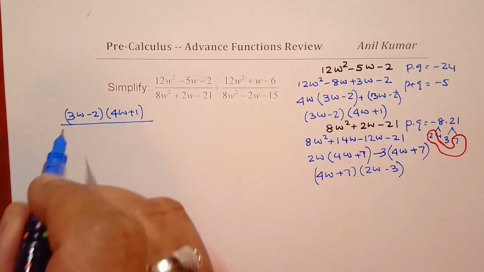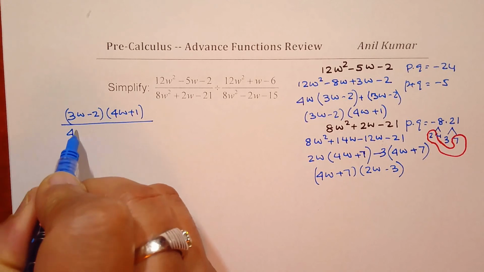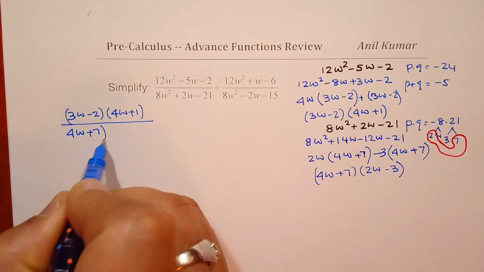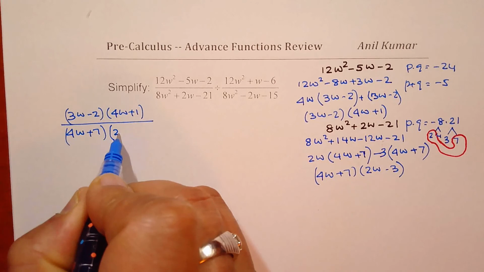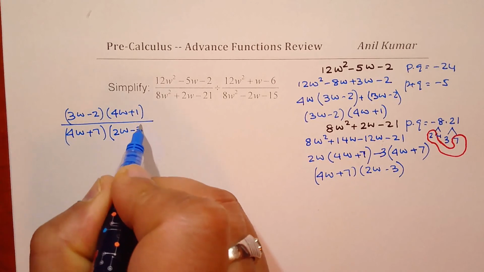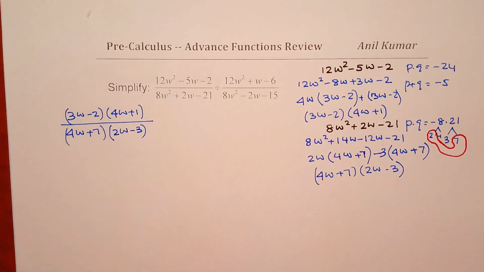So we will write this as 4w plus 7 times 2w minus 3. Is that clear? So in this question, the key is to factor each individual term.